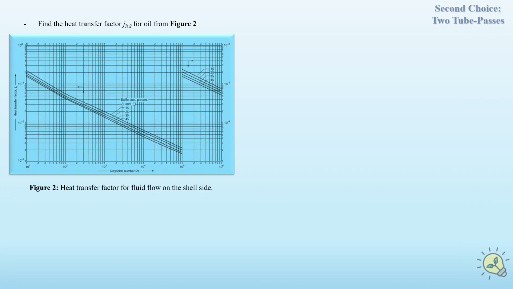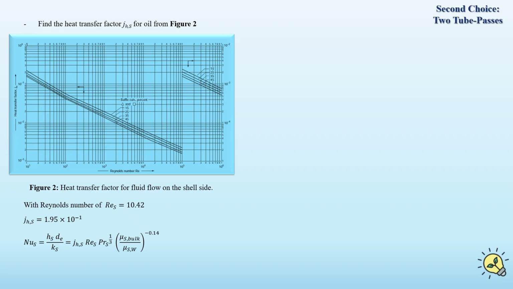Of course, we need to predict the heat transfer factor for the shell side. We use the Reynolds number with the baffle cut of 25% of the baffle. Then we get J sub HS equal to 1.95 times 10 to the minus 1.